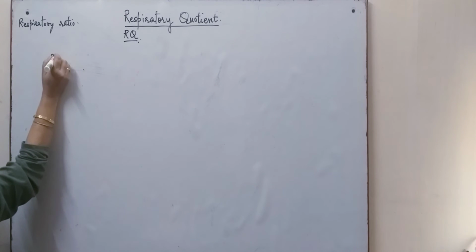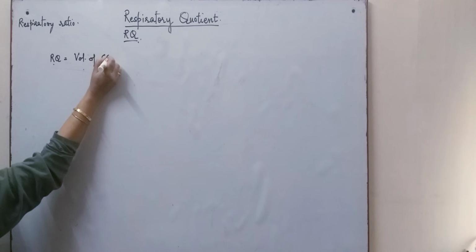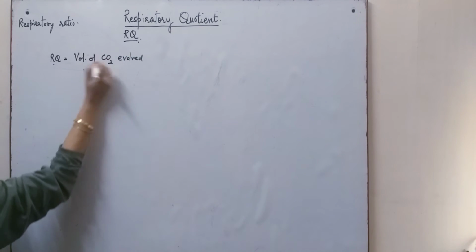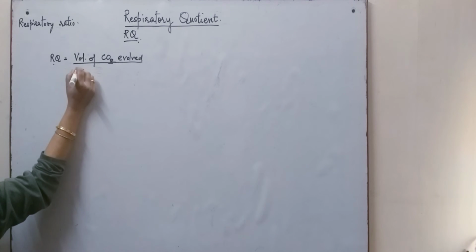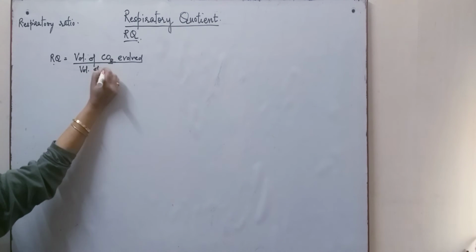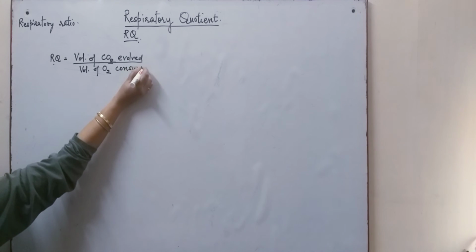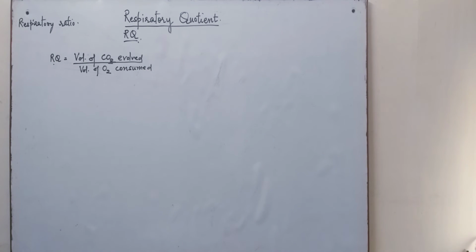Now, how do we calculate this RQ value? Respiratory quotient, or RQ, is calculated as the volume of CO2 evolved or produced during the metabolization of the food upon the volume of oxygen consumed. This formula directly gives us the RQ value.